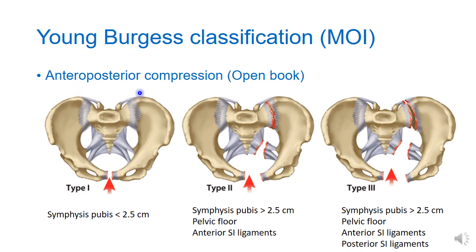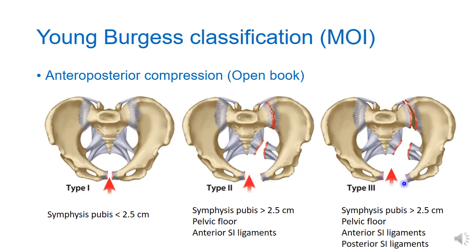So, in the Young-Burgess classification, the direction of injury is either anteroposterior compression, where you are opening the pelvic bones apart like you are opening a book, so it's called open book injuries. And it depends on the amount of injury. If there's just injury to the anterior structures, it will open the symphysis pubis by less than 2.5 centimeters. If the ligaments disrupted are the symphysis pubis ligaments and the pelvic floor ligaments together with the anterior part of the sacroiliac ligaments, but the posterior part is still intact, it will open a little bit more than 2.5 centimeters.